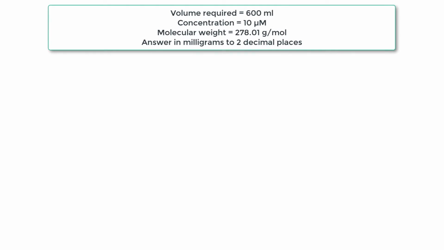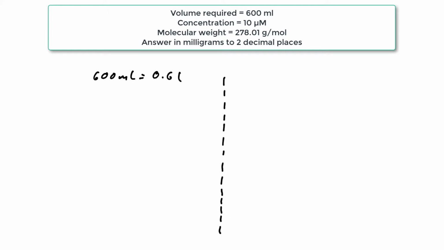Well, there's 2 approaches we can take. We can adopt a sort of walk-through reasoning type approach, or we can use a series of equations. So first, let's look at the walk-through reasoning type of approach. First of all, we need to consider the volume of the solution we're trying to make up, and in this case it's 600 mils, which is 0.6 of a litre.